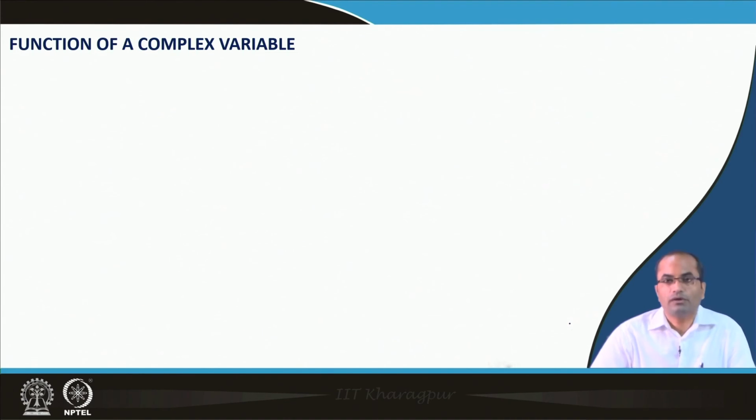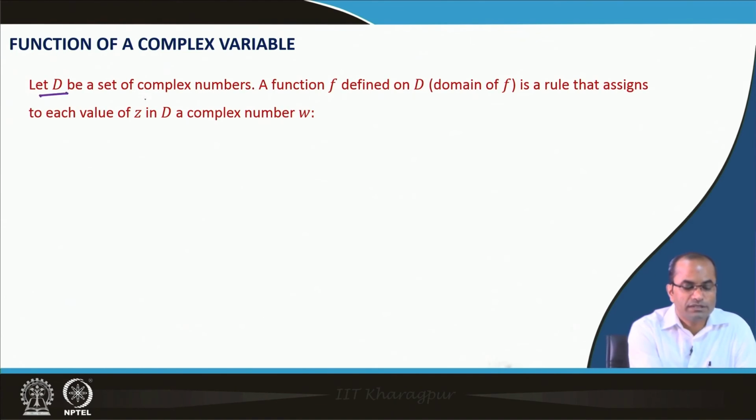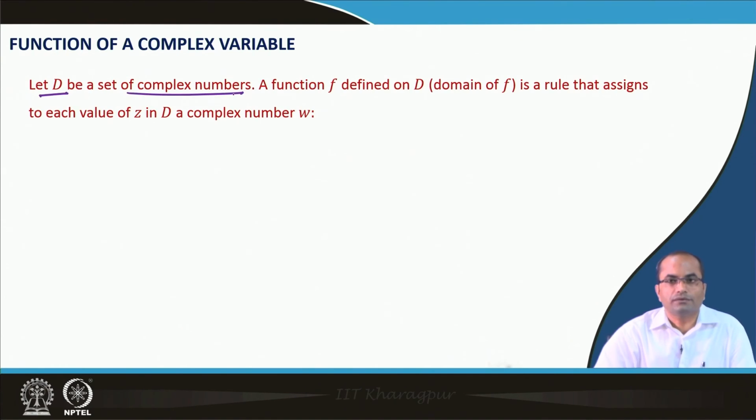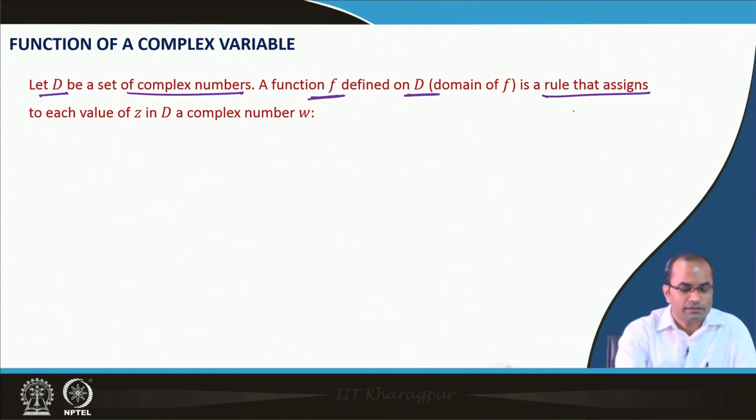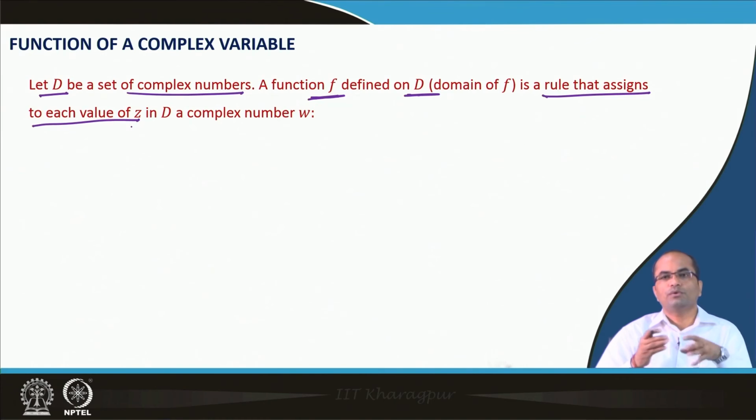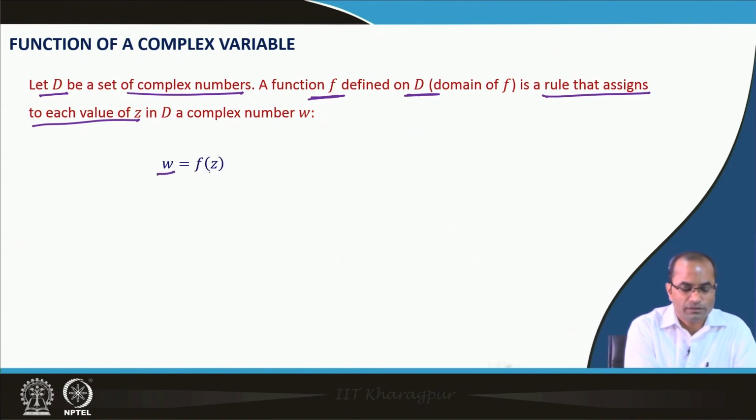Now, defining a function of a complex variable. Let's suppose D is a set of complex numbers, a part of the full complex plane C, and a function f is defined on D, which we usually call the domain. The function defined on D is a rule that assigns to each value of z in the set D another complex number w. So f takes a complex number as input and produces a complex number. That is the function, a mapping from complex numbers to complex numbers. Usually we denote this w equals f of z.